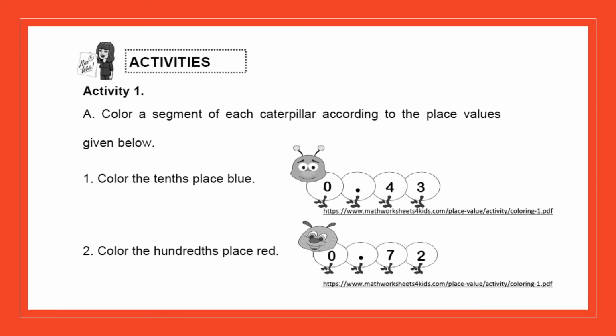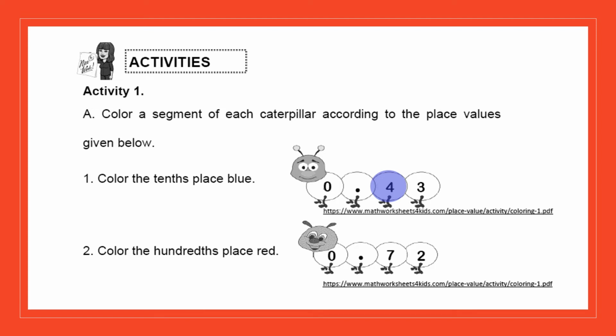Okay, another activity. Let us color a segment of each caterpillar according to the place value given below. Number 1, color the tens place value. Okay, let us color. What is the digit in the tens place value? Correct, it's number 4. Let us color it blue.